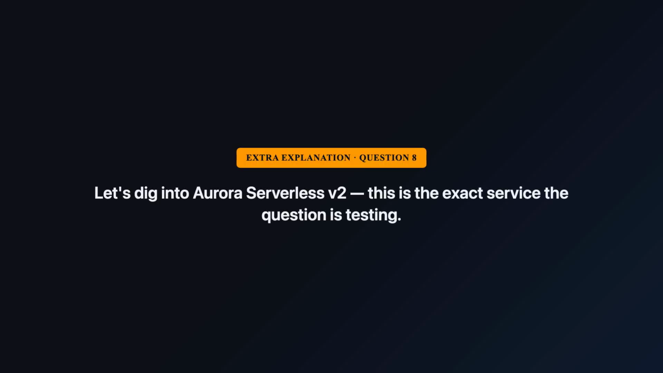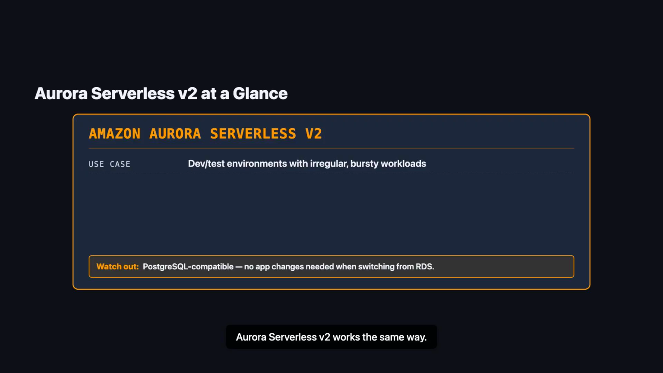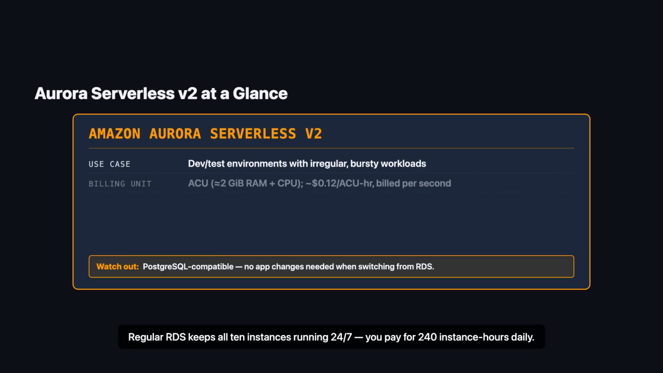Let's dig into Aurora Serverless v2. This is the exact service the question is testing. Think of it like a utility meter that nearly freezes when no one's home. Aurora Serverless v2 works the same way. Your dev team has 10 environments, each used 4 hours a day. Regular RDS keeps all 10 instances running 24/7. You pay for 240 instance hours daily.